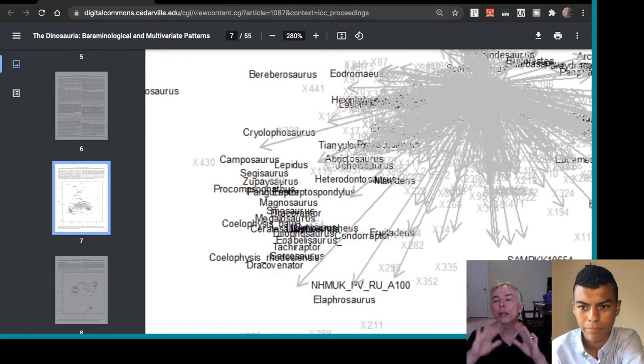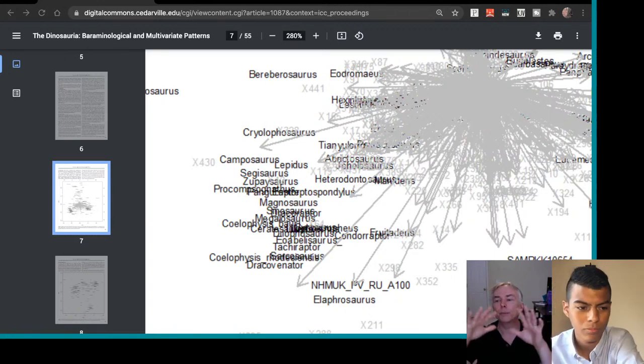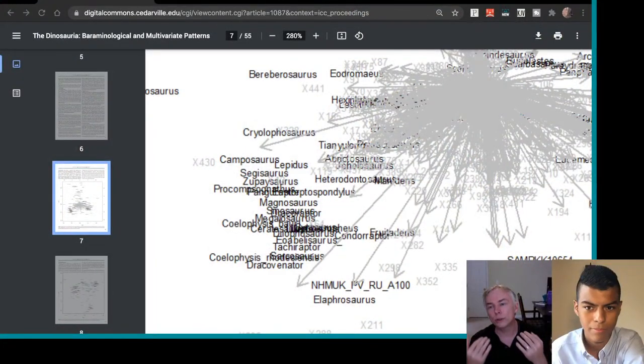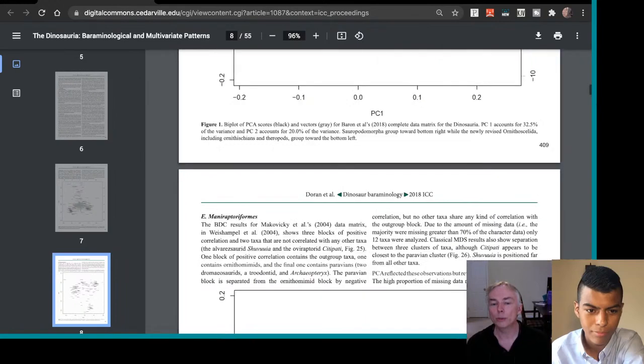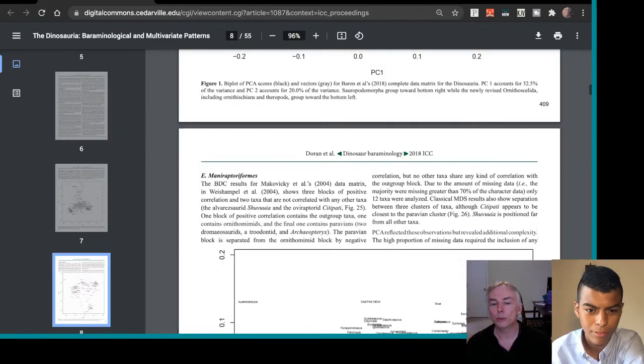I like that you started with this chart. It gives a bird's eye view of all the dinosaurs at once. And then from there in the paper, we just go into the ornithischians and then Stegosaurus and ornithopods and all that. And then we go to the theropods. We could look at Maniraptorans or Tyrannosaurids or other things that you might be interested in. Right. So I see here Maniraptoriforms.